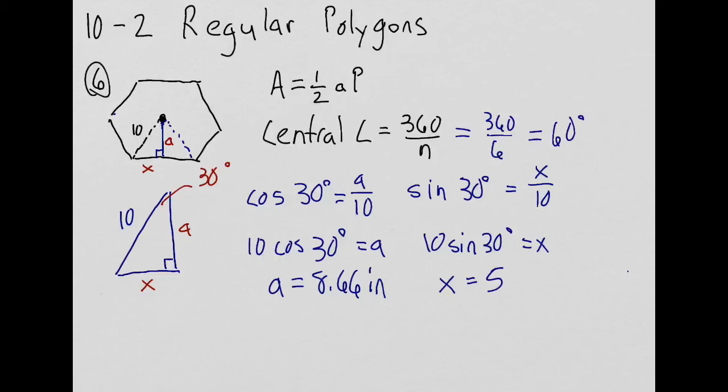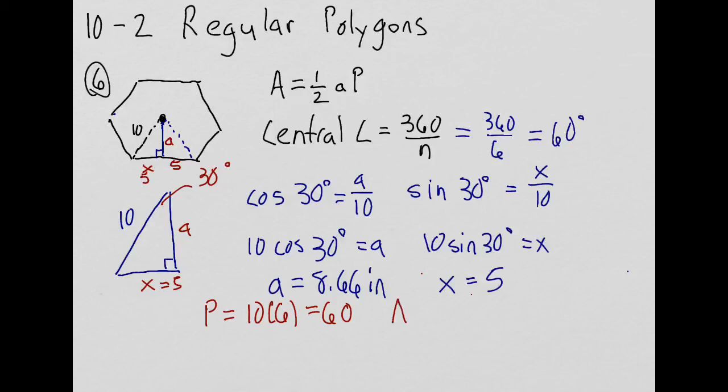So, what do we need again? We need the area of the polygon is equal to 1/2 times the apothem times the perimeter. We've got the apothem already. We just need to work out the perimeter now. So, if this is equal to 5, that means we have 5 here, 5 there, so each side is going to be equal to 10. If each side is 10, and we've got 6 sides, the perimeter is equal to 60. And that's all we need.